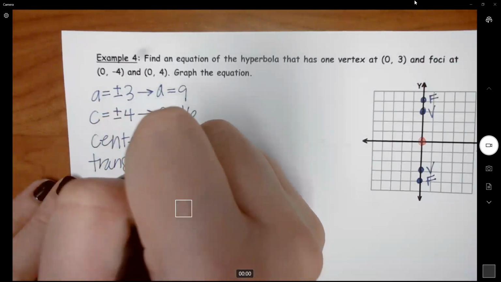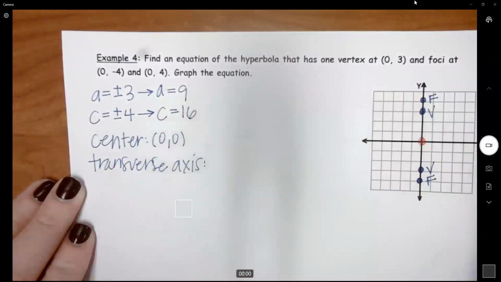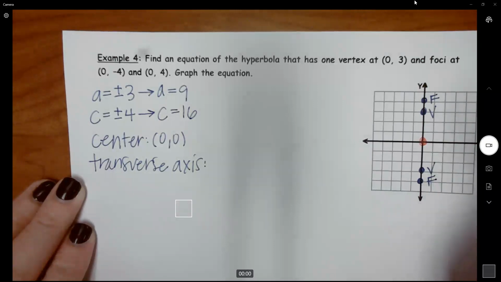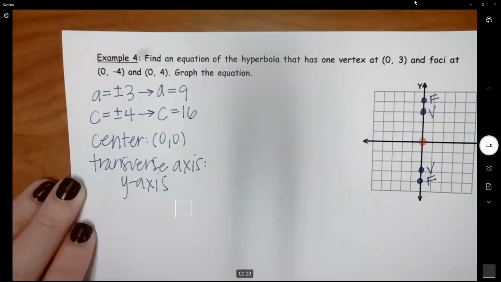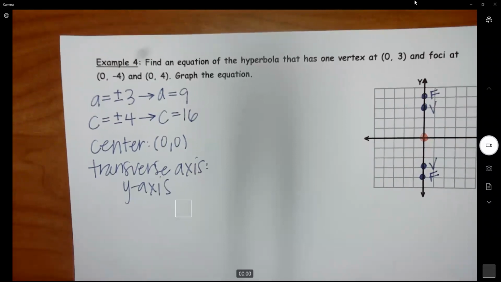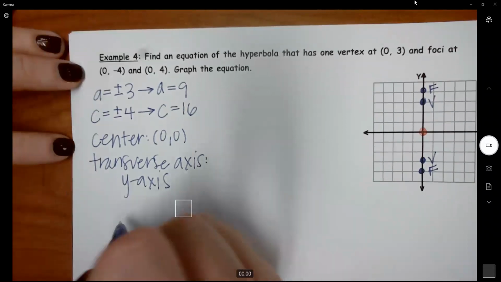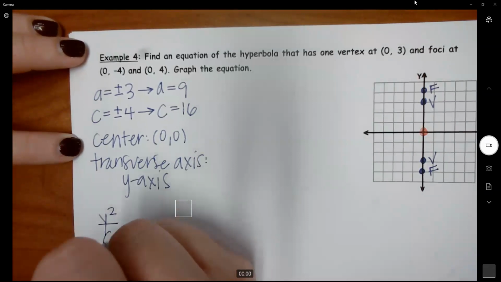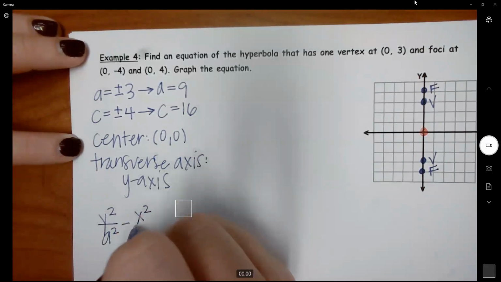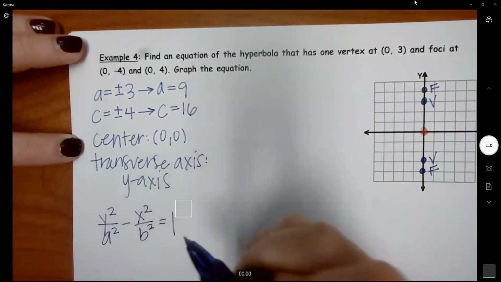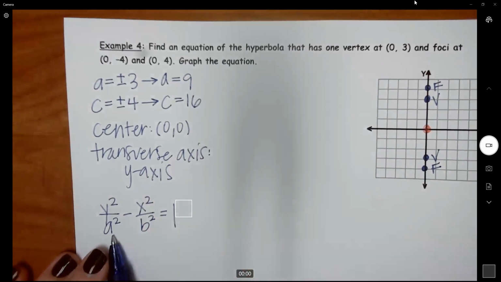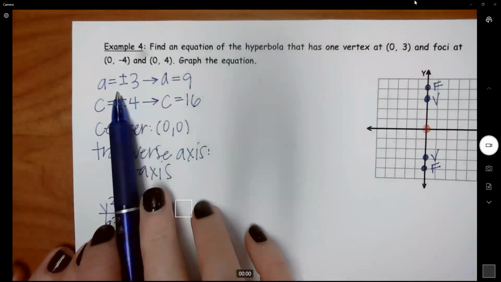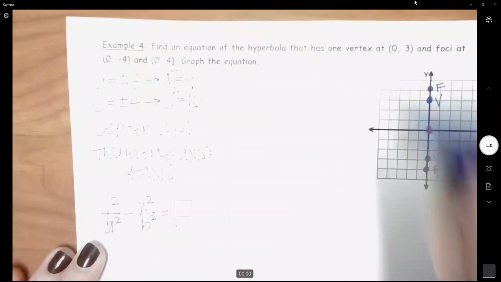And then we need to figure out where the transverse axis is, because that tells me which of my 2 versions of my formula to use. And that is along my y-axis. So when it is along my y-axis, we will use the formula of y squared over a squared minus x squared over b squared equals 1. So to find this equation, the only things I need are my a squared and my b squared. Well, I do have a squared. a squared is 9, c squared is 16.